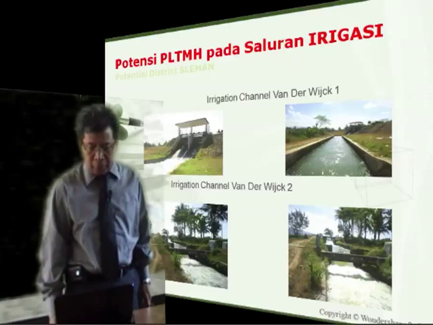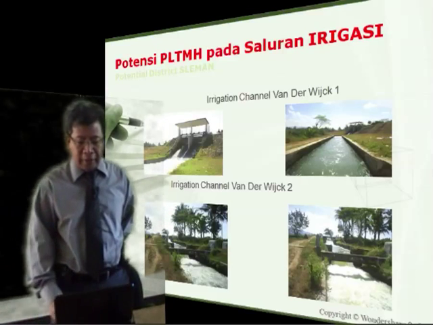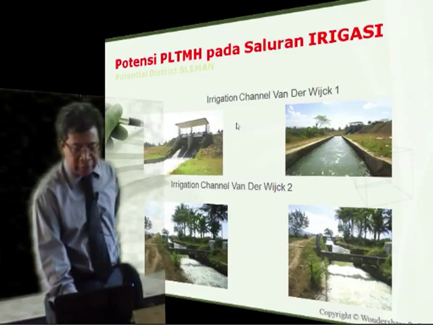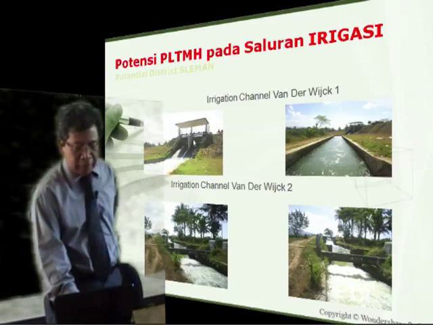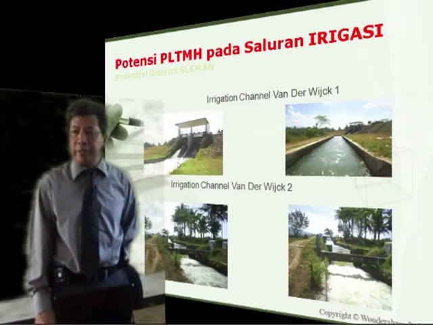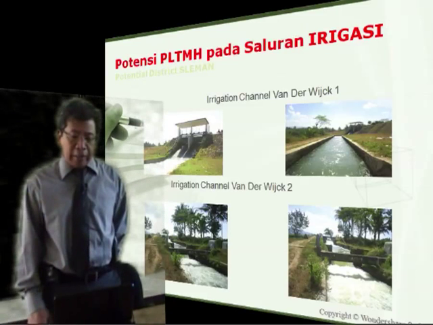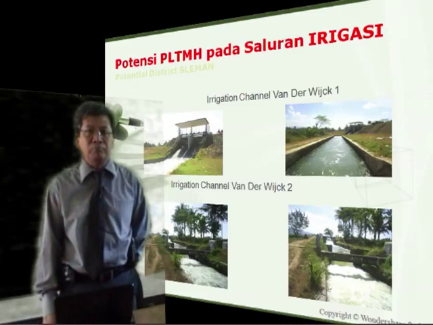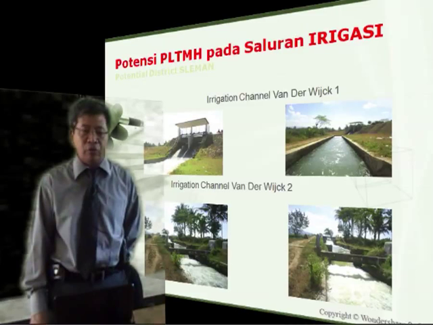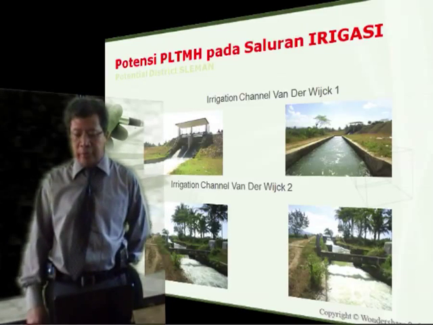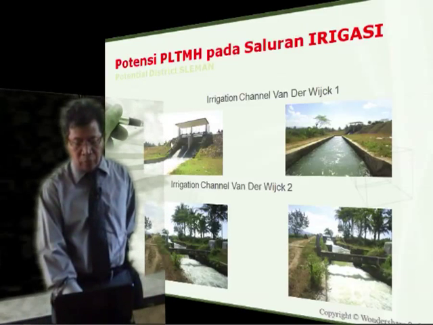Good. The potential in irrigation channels, look at this here, we have a lot of irrigation channels in Indonesia. For example, the Van der Beach irrigation channel. I can show you, here is about 3 meters head, and the discharge about 4 cubic meter per second. We can produce about 4 times 3 times 5 times 10, actually times 0.5. So we can produce about 60 kilowatt here.